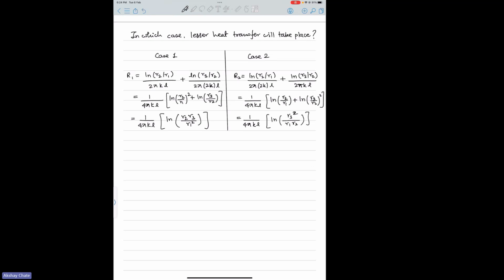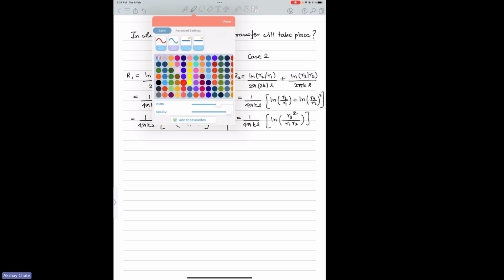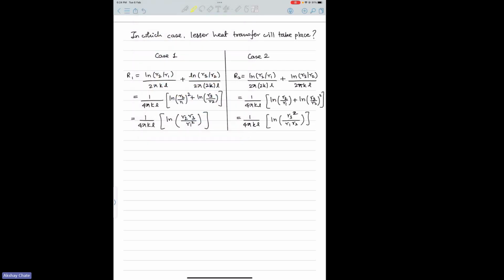Typically, it basically boils down to this term, right? Because other terms are constant only, and we know logarithmic is a monotonically increasing or decreasing function. In which way, it depends, but it's a monotonic function, so you can compare the inside terms, so there won't be any problem of sign and all. So the question is, we have to compare R1 and R2.